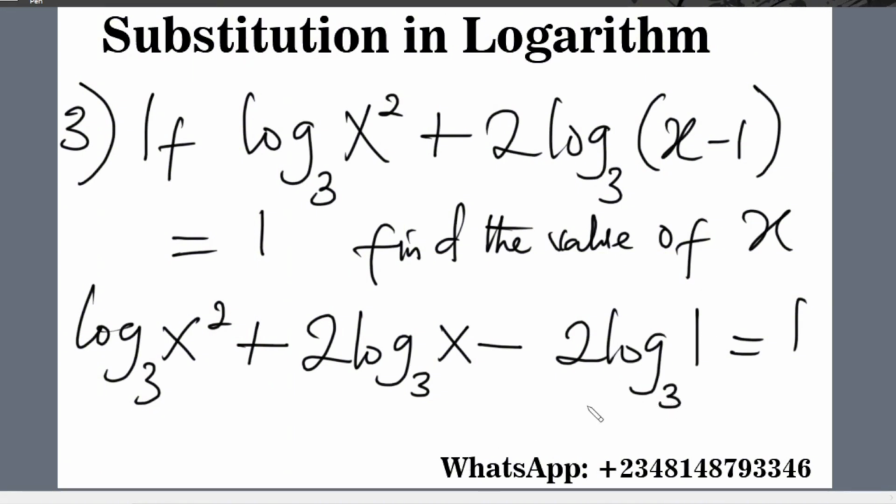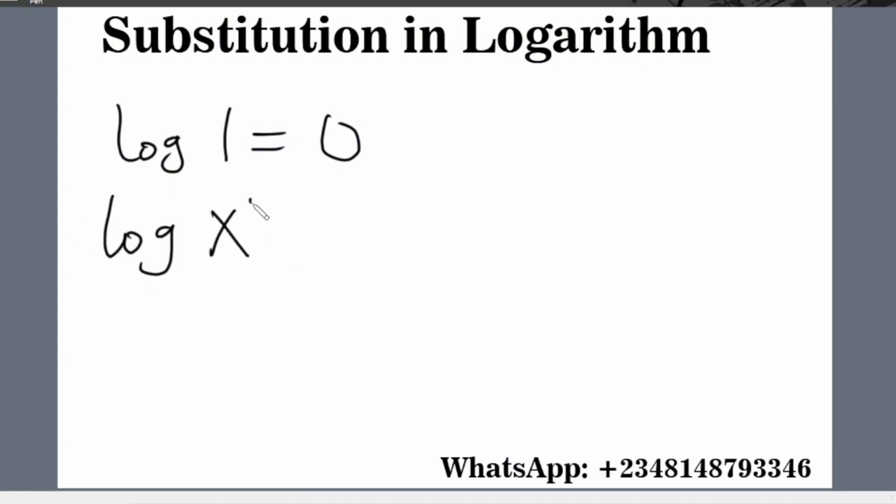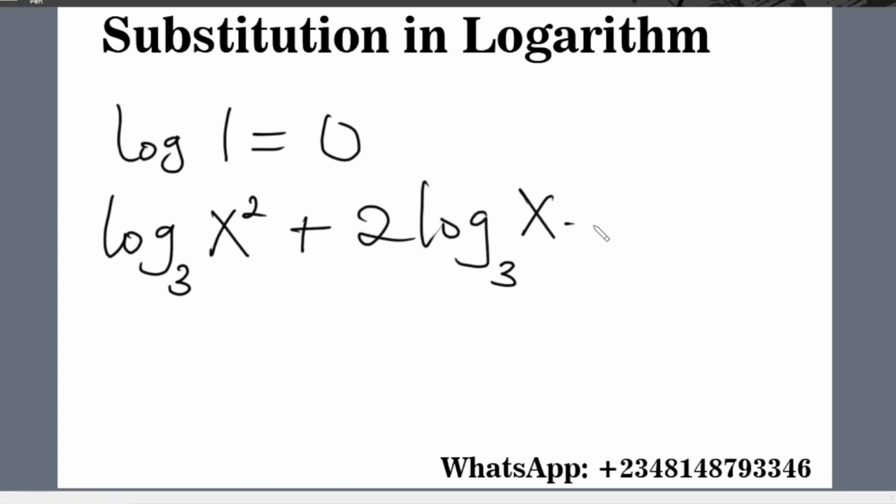Now notice, logarithm of 1 equals 0. We treated this in our first class on the introduction to logarithm. Log of 1 equals 0. So we have here log x raised to power 2 to base 3 plus 2 log x to base 3 minus 0 equals 1.